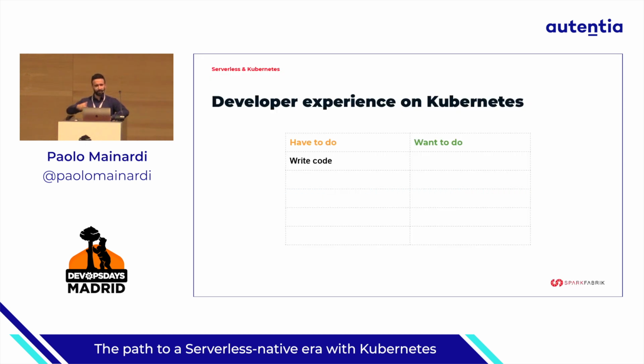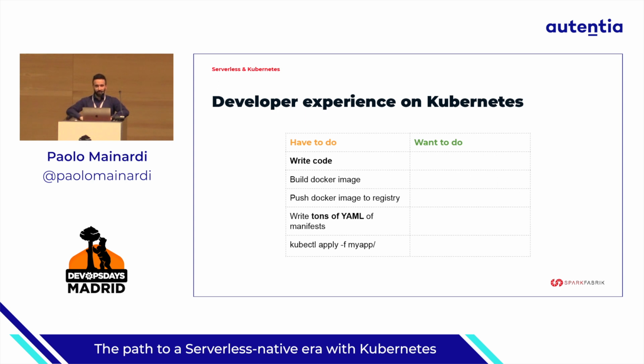Let's see what the developer experience on Kubernetes is today. We start to write the code, we finish writing it, and we want to push it to the cloud. So we write the code, we build the Docker image, we push the Docker image to a registry. We are forced to do it. We must write tons of YAML manifests to deploy it. And then we must apply it, hoping that everything will be fine, basically. As you can see, any step we add between writing code and shipping it is a waste of time, basically. What we want to do as developers is just write code and ship it to the cloud.